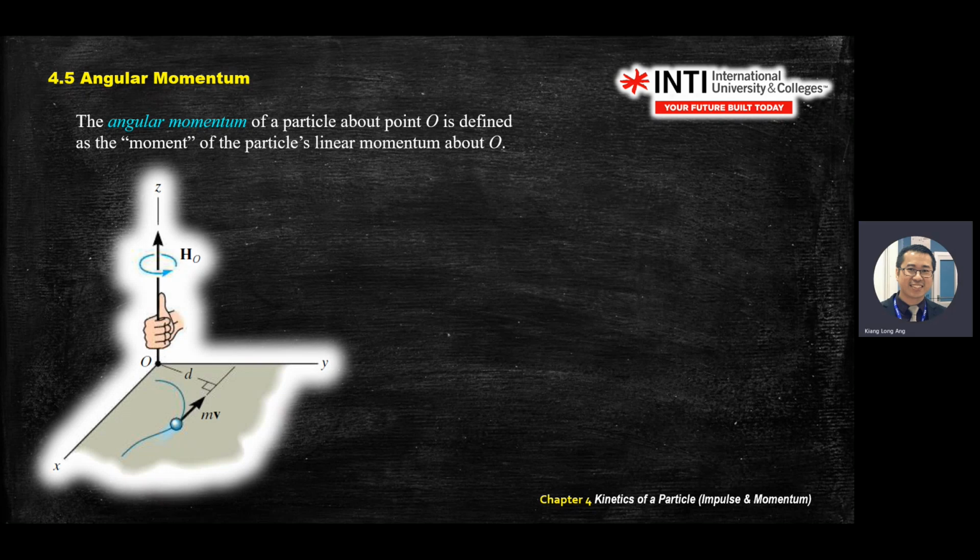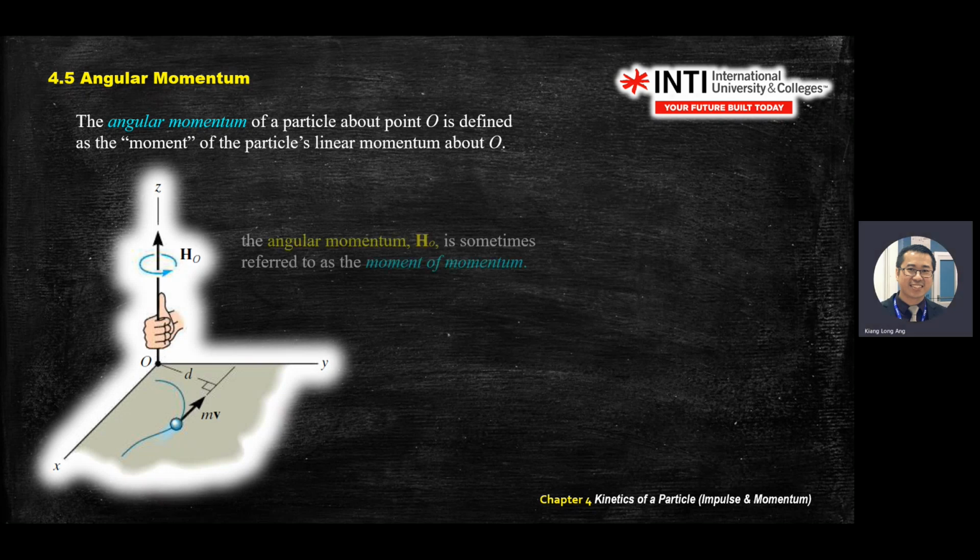So angular momentum will be the same principle or same concept as moment, but it will take focus on momentum. So the momentum has an arm, then you will get angular momentum, denoted by capital H, equal to R or D, in this case D, cross mv.